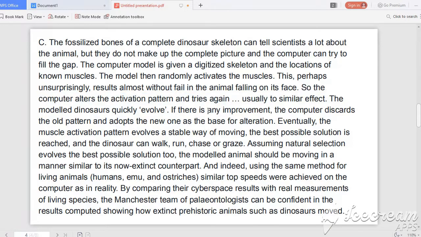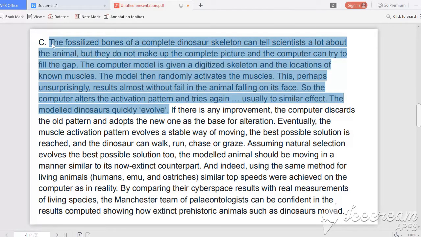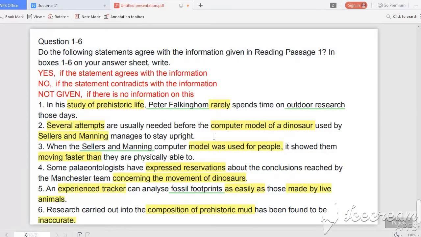Again, the keywords are "tries again", which means trying several times, and "without fail in the falling on its face". So after many tries, the model dinosaur is able to stand upright. So this is exactly what is mentioned in the question. So again, the answer to the second question is true. Okay, if you do not understand, please write a comment and I will try to make it simpler for you.